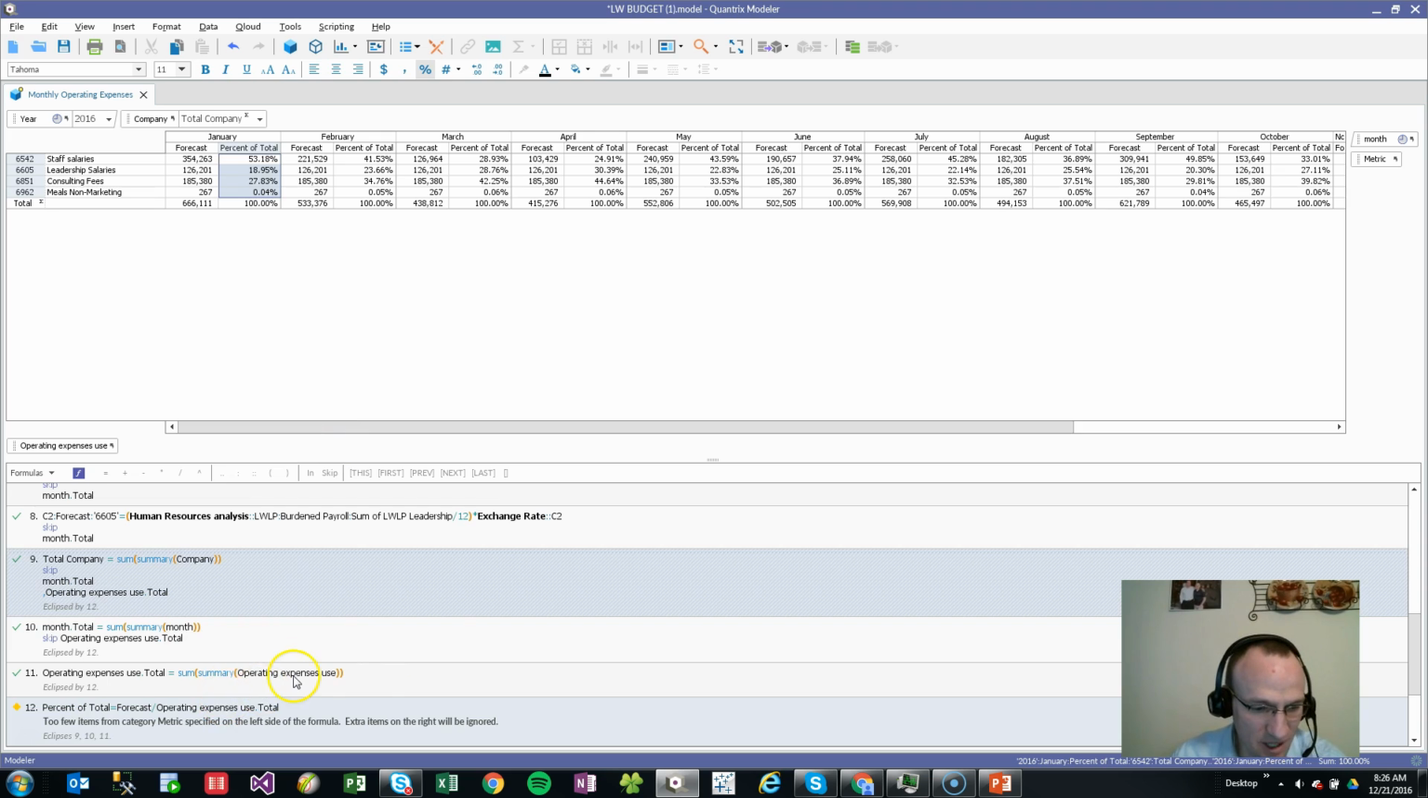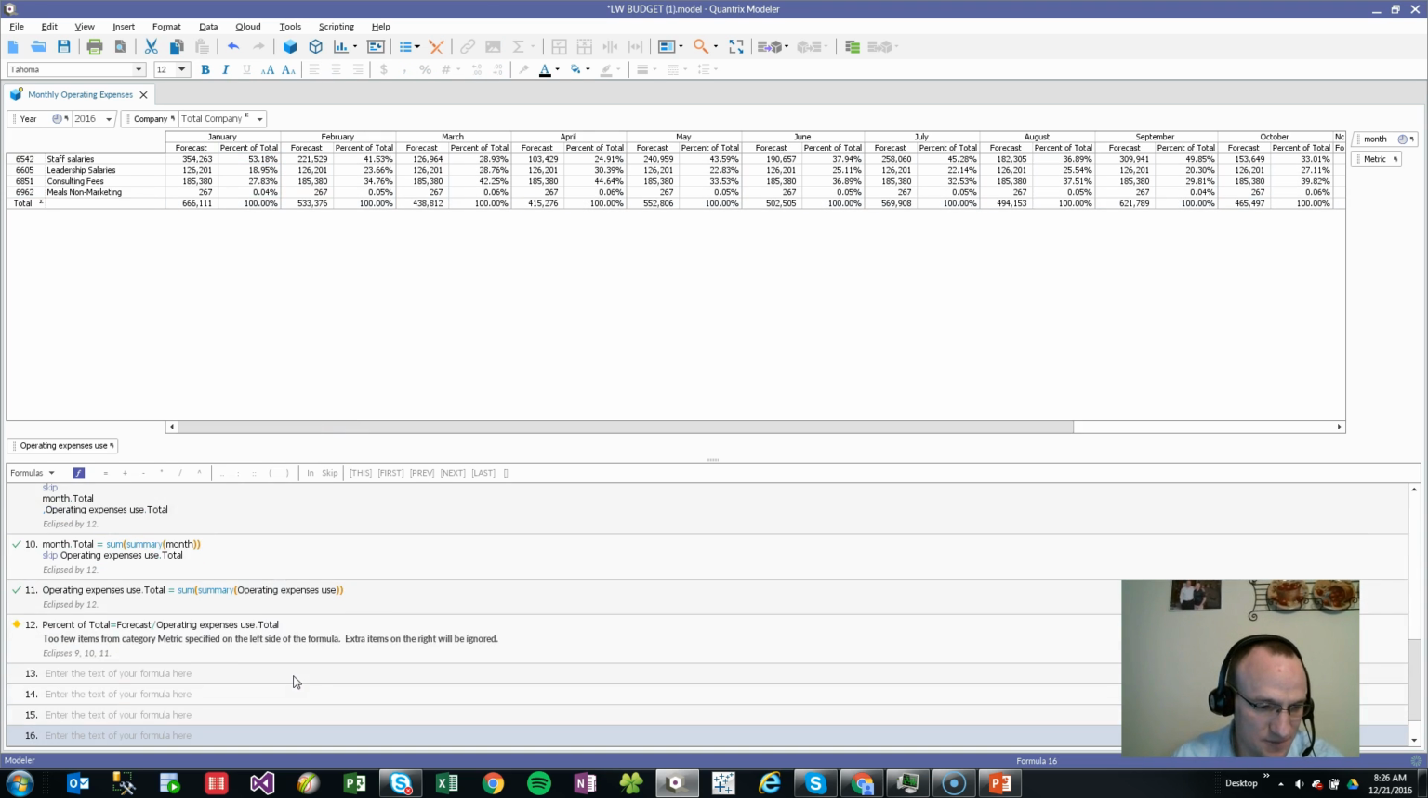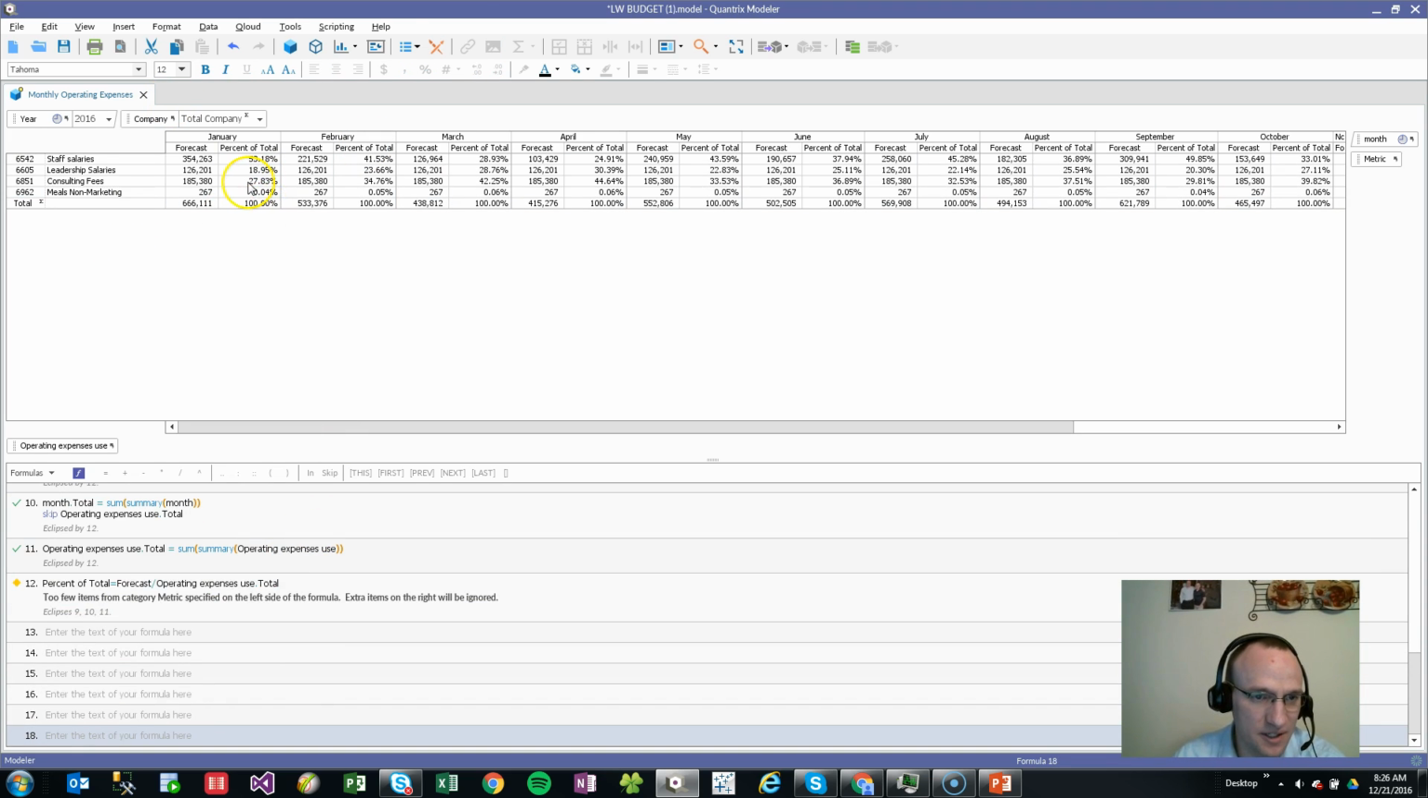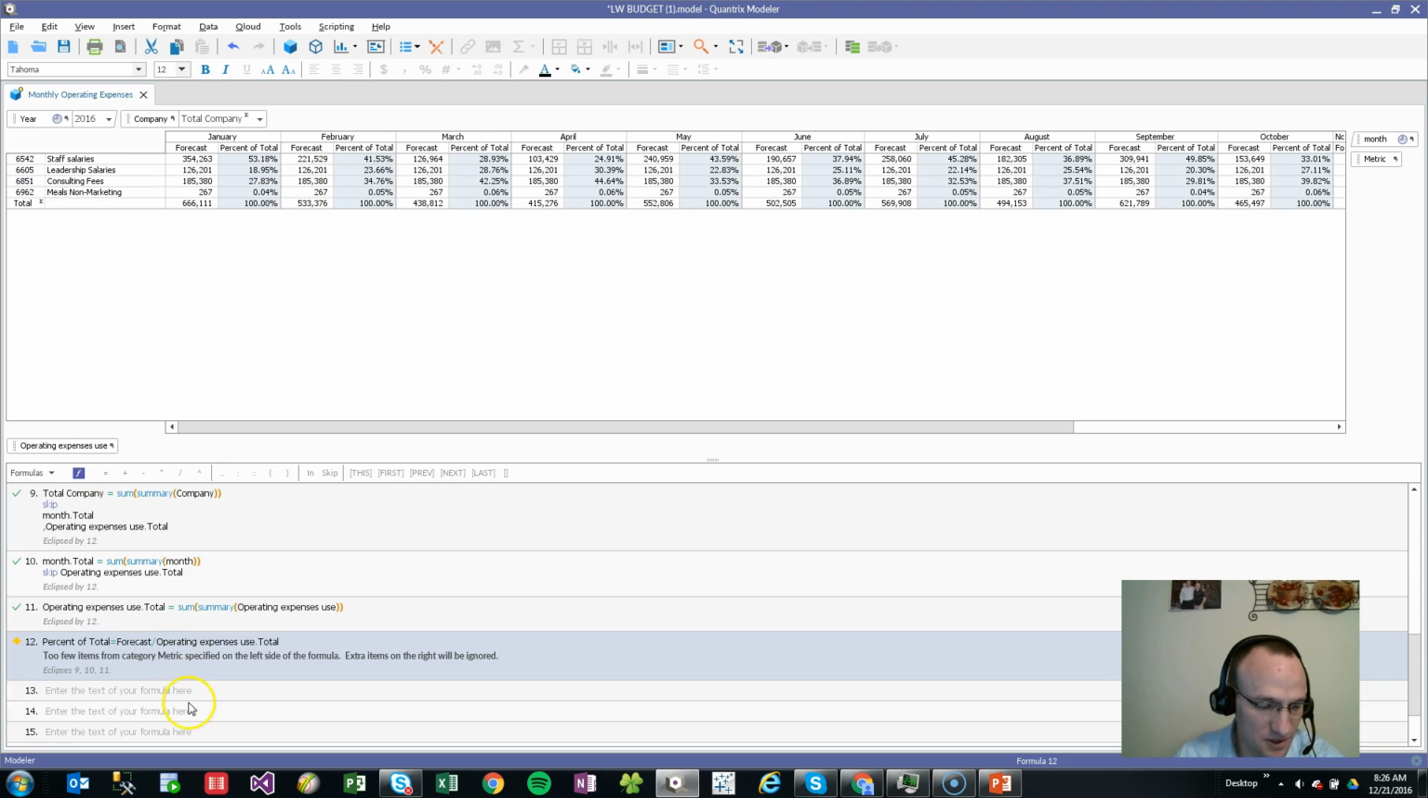So my formula that I have down here that calculates this, if I were just to click on this, shows that my formula is the percent of total, which equals the forecast divided by the operating expense use total. The problem is I'm getting this error that says too few items from category metric, so my metric is forecast and percent of total, are specified on the left side of the formula, which is over here on this side of the equal sign, and my extra items on the right will be ignored.